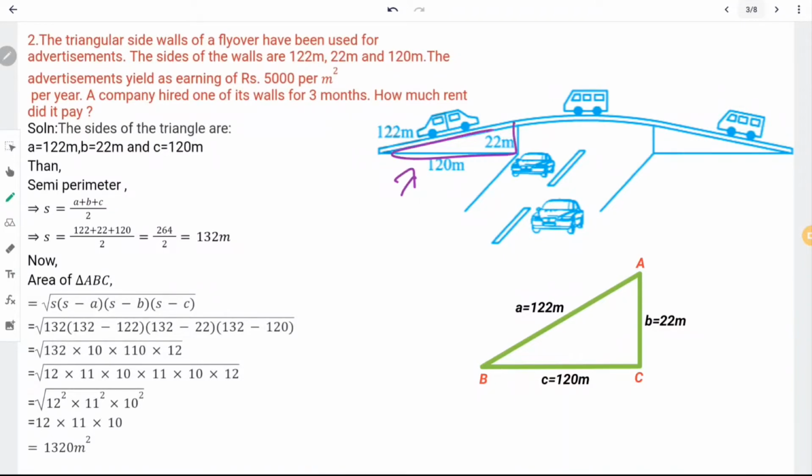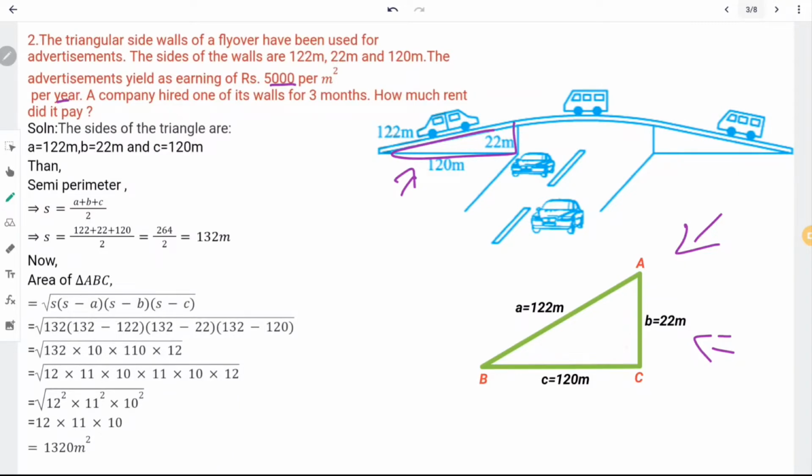So if I take out this triangle, it will look something like this here, which we'll be using. The second part: the advertisement yields an earning of rupees 5,000 per meter square. Remember, this company is going to use this whole wall for their advertisement, and they're saying that per meter square, they charge 5,000 per meter square per year.